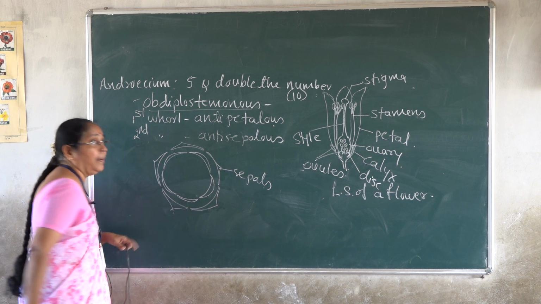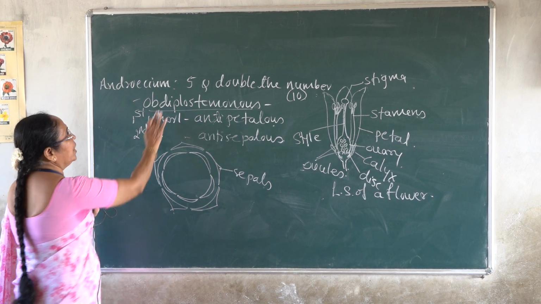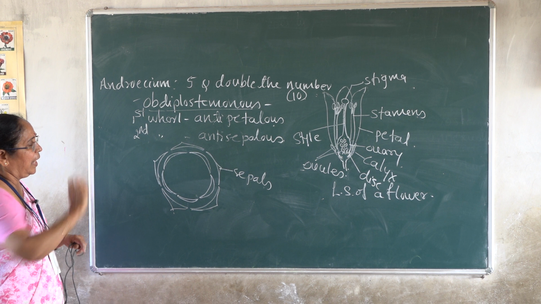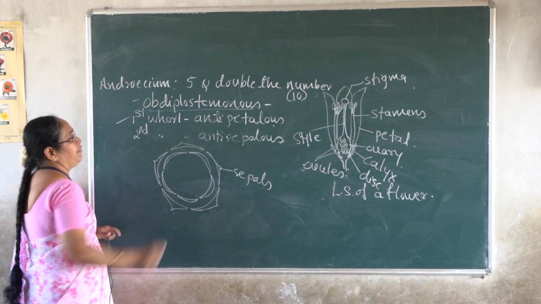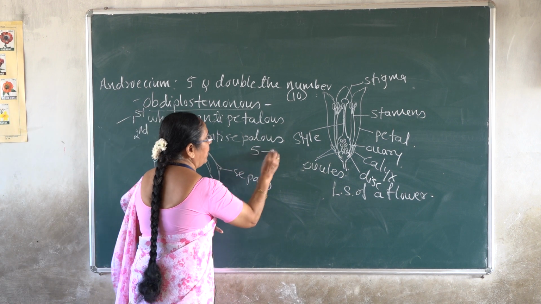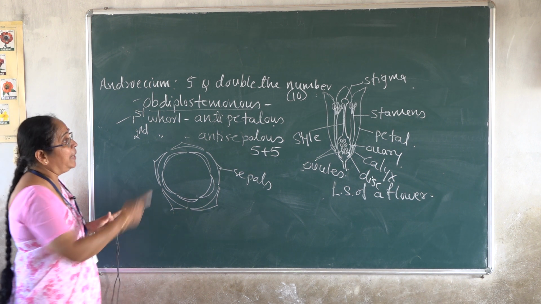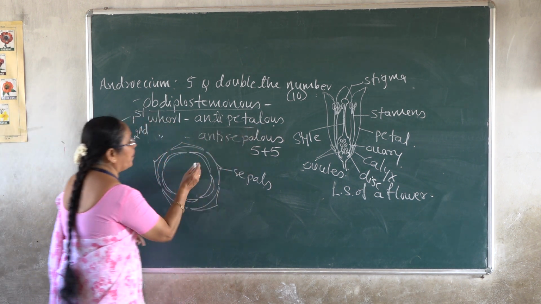Don't concentrate upon the estivation here. I am not drawing the estivation of the members of this family, just to show the obdiplostaminous condition and drawing the diagram. So the outer whorl, if the stamens are 10 in number, they are to be arranged in 5 plus 5 condition. Outer whorl of 5 stamens will be antipetalous, means opposite to petal.